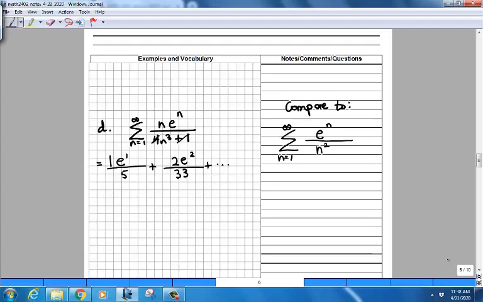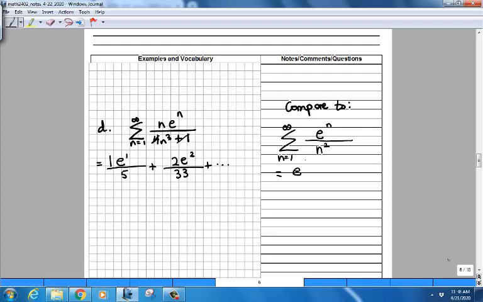But when you ignore the 4 and the 1, notice then the n over n cubed you can divide out, right? If you take out the 4 and take out the 1, then n over n cubed reduces to just n squared in the denominator. So that's how I come up with this comparison series, e to the n over n squared, which is already kind of complicated, right? What are the terms of this series?